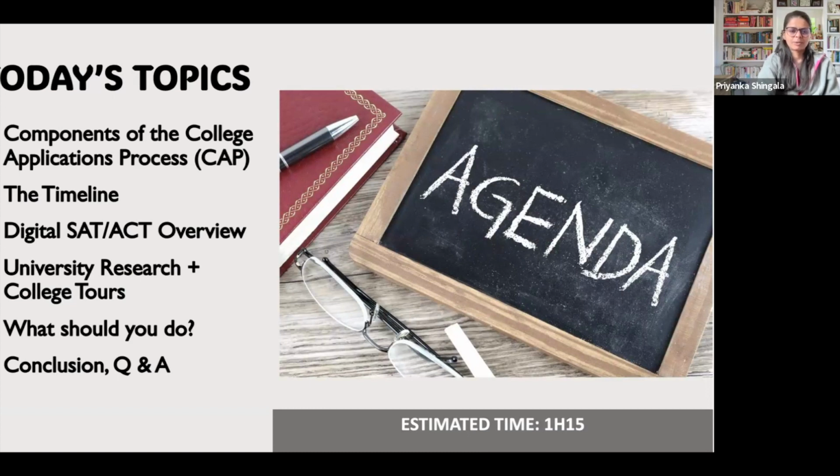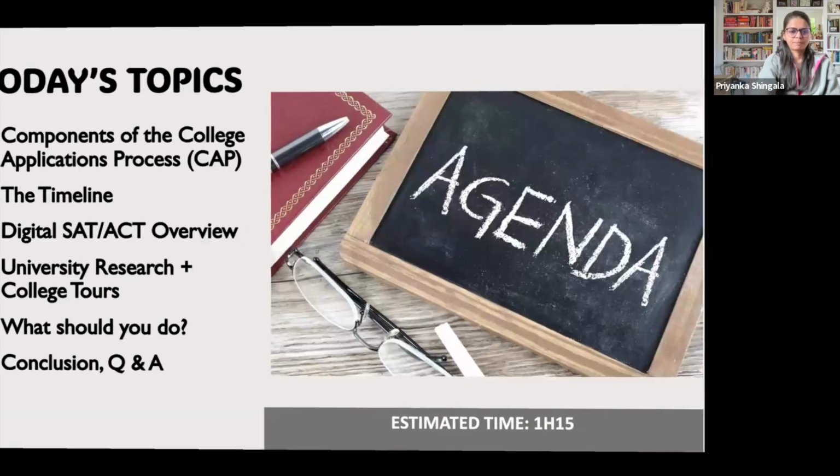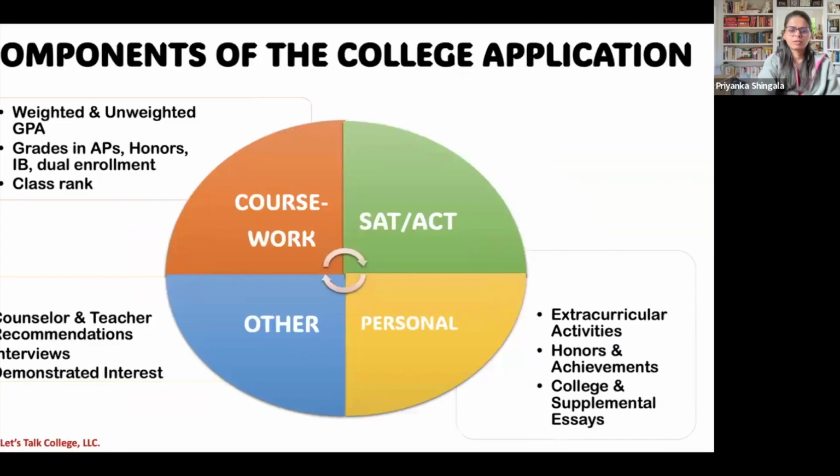I reworked some parts of the presentation, and because we now have a smaller group, it might have a different effect. So if at any point there's something you want clarifications on, even if it's a personal situation or circumstance, or you want to know about your priorities, then just give me a heads up and we'll talk about that. All right. So let's start with the components of the college application process.